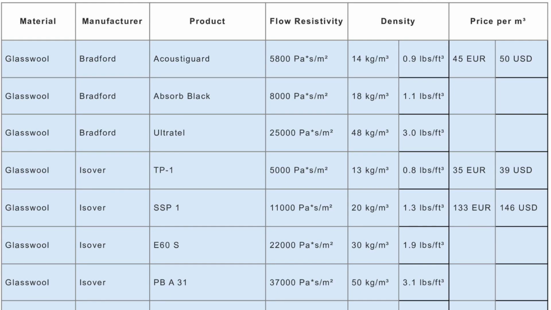Pascal second per square meter at the top of the fourth column equals rayls per meter, and the equivalent value of its density in kilogram per cubic meter is shown. For example, the first product with a flow resistivity of 5,800 rayls per meter has a density of 14 kg per cubic meter. The link to this table is in the description. The link only shows the source of this information and nothing else.